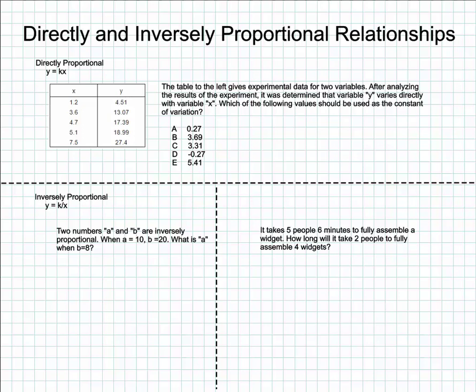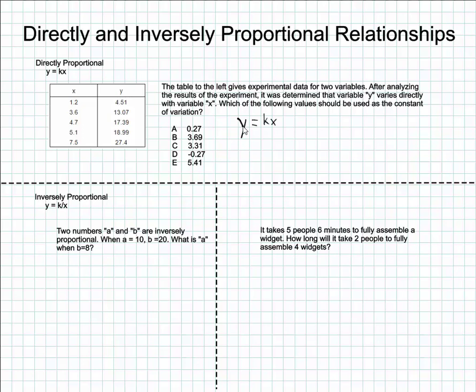So let's do a problem. The table to the left gives experimental data for two variables. After analyzing the results of the experiment, it was determined that variable y varies directly with variable x. Which of the following values should be used as the constant of variation? So we're told y varies directly with x, so we can use that standard equation y equals kx. And we're asked to find the constant of variation.